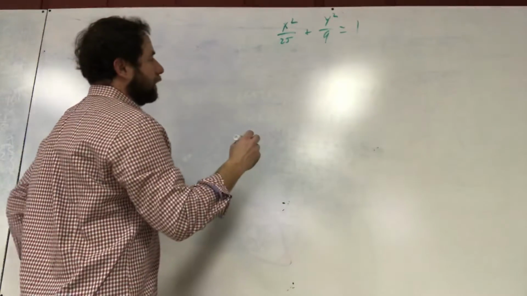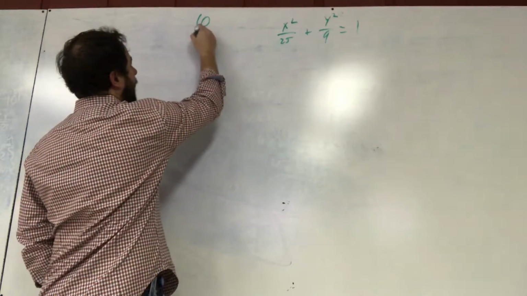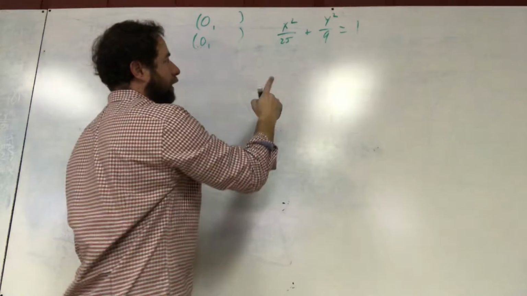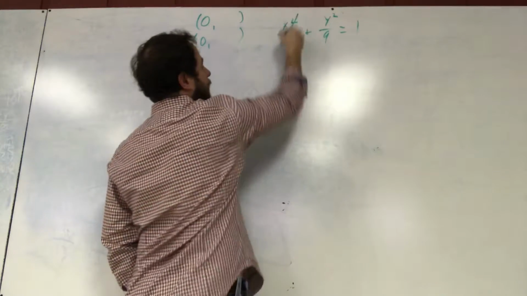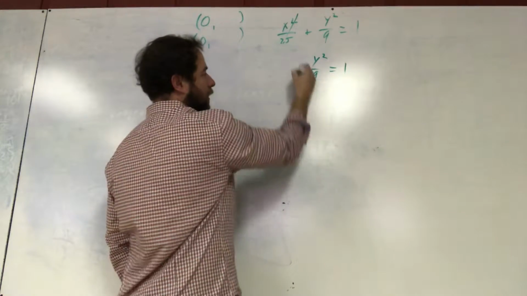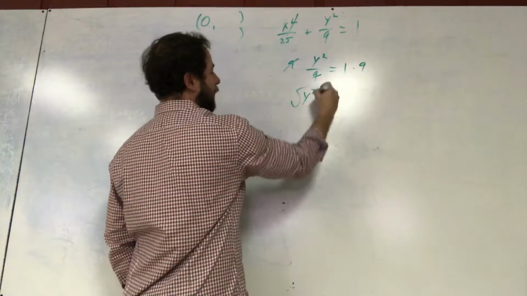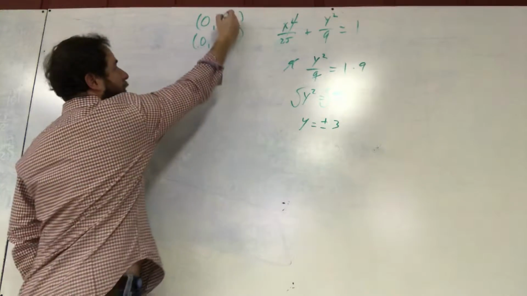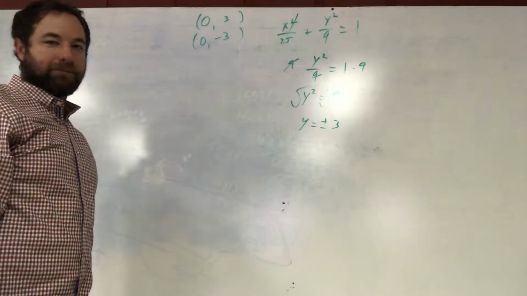In order to graph an ellipse, you're going to plug in 0 for x, and then you'll plug in 0 for y. First thing you're going to do is plug in 0 for x. When you plug in 0 for x, 0 divided by 25 is 0. So basically that is gone, and you have y squared over 9 equals 1 left. Multiply both sides by 9, and those cancel. Y squared equals 9, square root of both sides. Y equals positive or negative 3. So when x is 0, y is positive or negative 3.